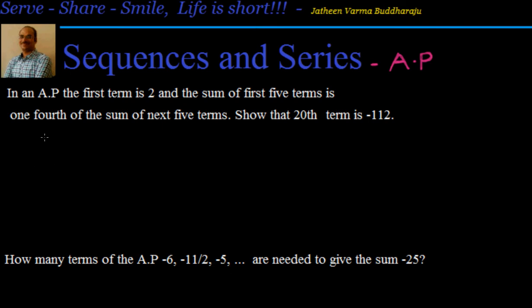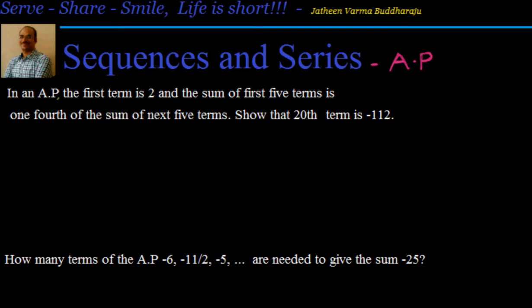So first example: in an arithmetic progression, the first term is 2 and the sum of the first 5 terms is 1/4 of the sum of the next 5 terms. Show that the 20th term is equal to minus 1 by 112. Let me read it again. In an arithmetic progression, the first term is 2.